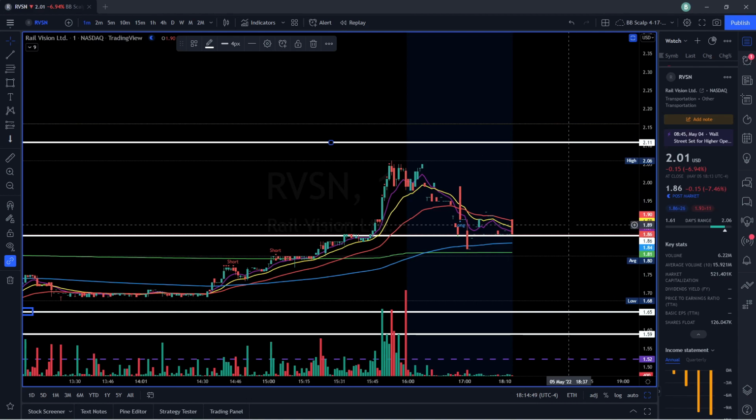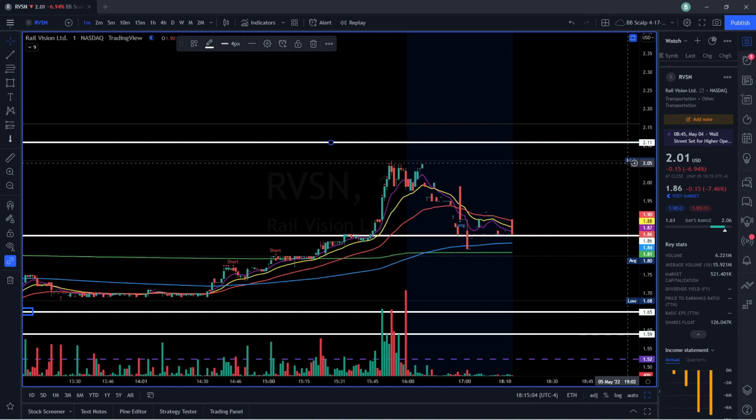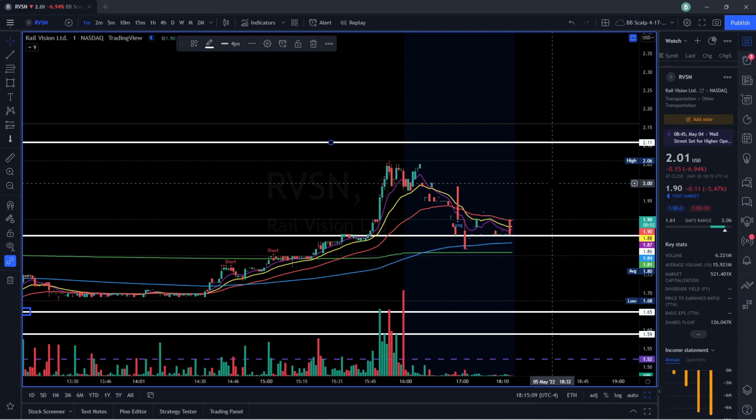I would also keep in mind that $2 in general, being the whole dollar, is a mental or organic level of interest as well. So you may see resistance at $2 rather than the 2.11, but you may break through. In this case, we broke through and saw 2.06. So I don't use the line as an exact number. I use it as an area of value.